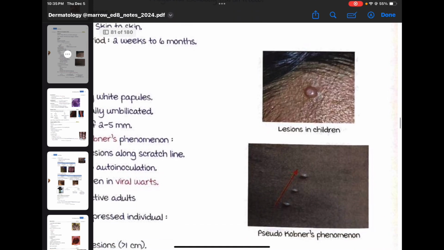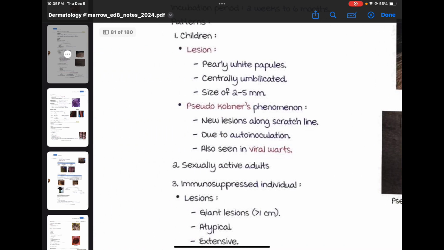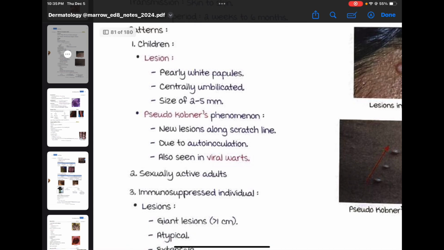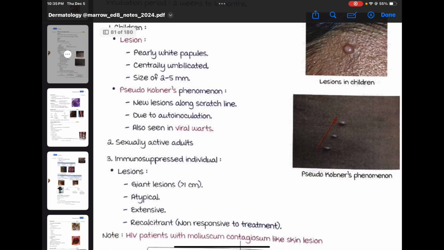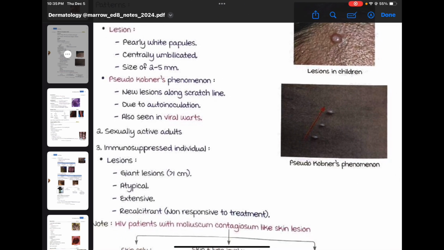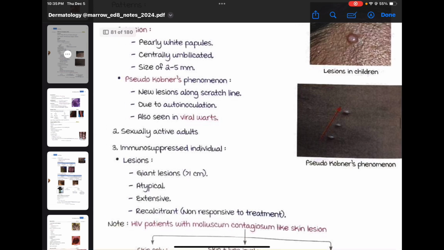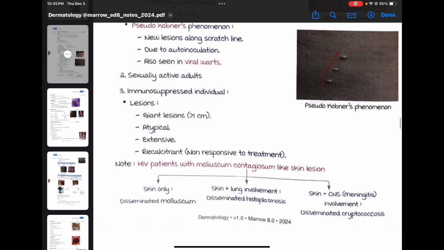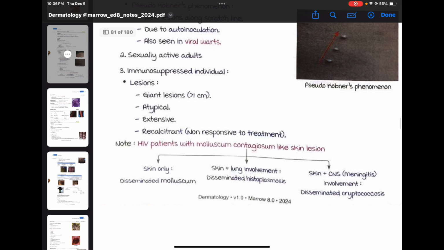Lesion in the children: there is a central pitting. Lesion: pearly white papules, centrally umbilicated, size 2 to 5 mm. Pseudo-Koebner phenomenon: new lesions along scratch lines due to autoinoculation, also seen in viral warts. Pseudo-Koebner phenomenon due to the scratching. Sexually active adults, immunosuppressed individuals. Lesions: giant lesions more than 1 cm. Atypical, extensive, recalcitrant, non-responsive to treatment.